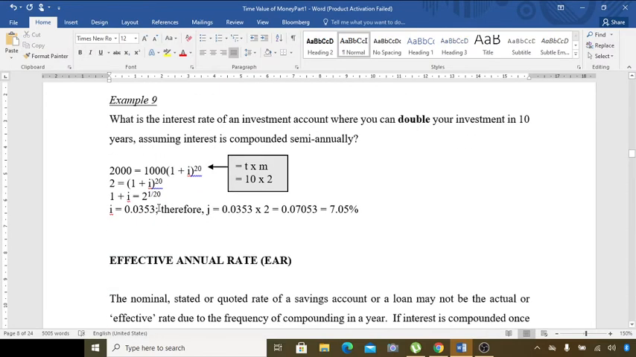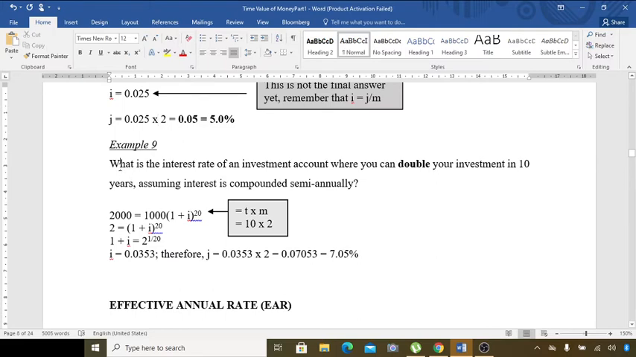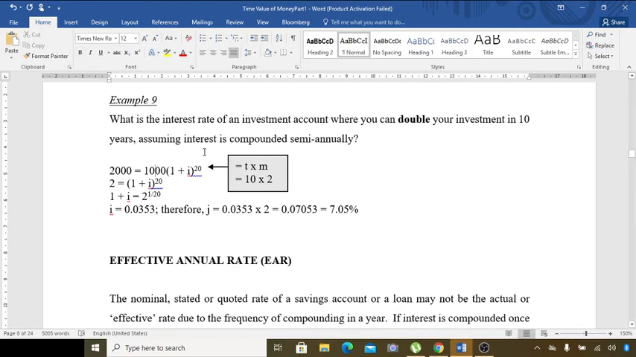Okay, let's look at another example. What is the interest rate of an investment account where you can double your investment in 10 years, assuming interest is compounded semi-annually? This question seems at first a little bit weird because you are not given any present value or future value amount. But don't worry, this is your clue here, double. So you can actually put in any amount at first. If you start with 1,000, it becomes 2,000. If we start with 5,000, it becomes 10,000. It doesn't matter. So in this case, I put 1,000, and double, it becomes 2,000.